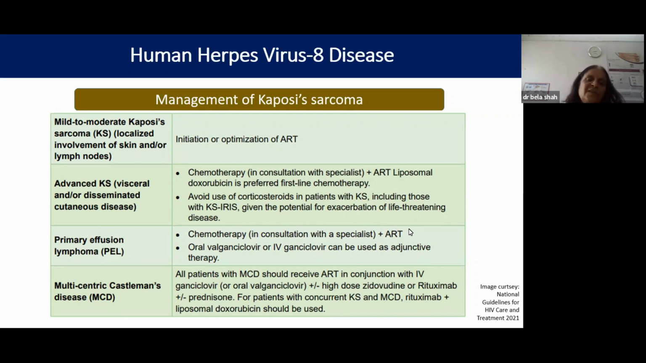And for Castleman's disease, patients of course have to come with ART, or they should be put on ART, along with IV ganciclovir or oral ganciclovir. Of course, other choices are rituximab plus or minus prednisone.